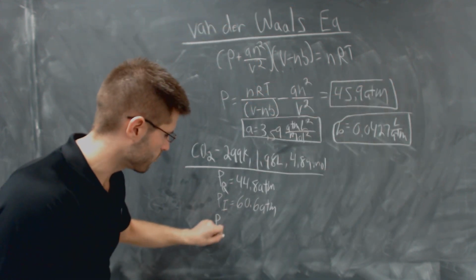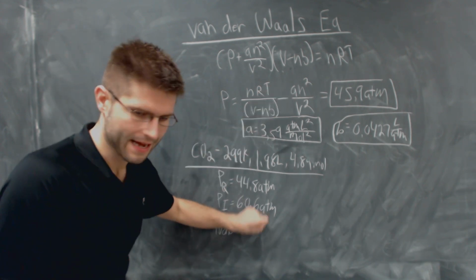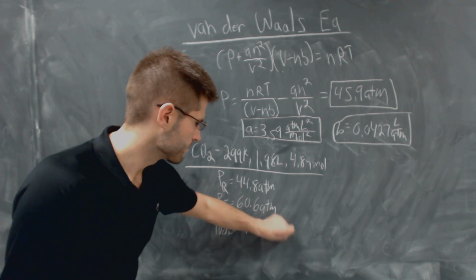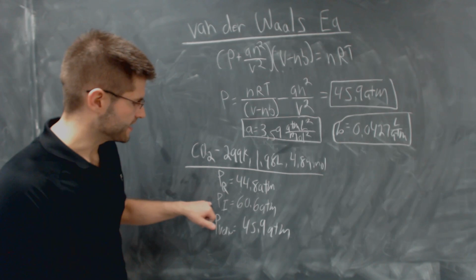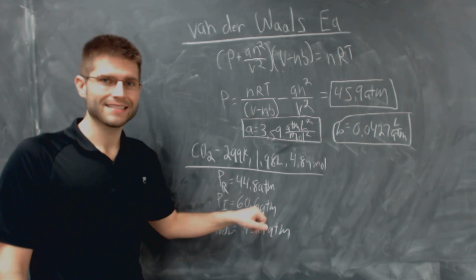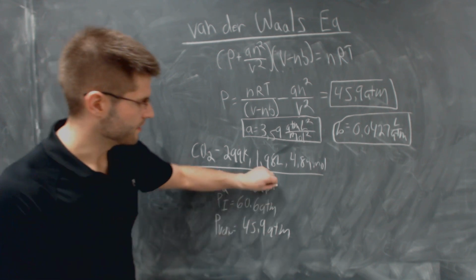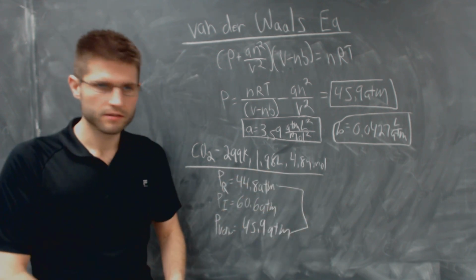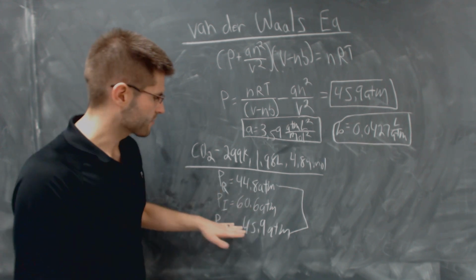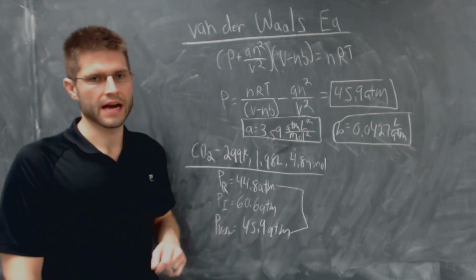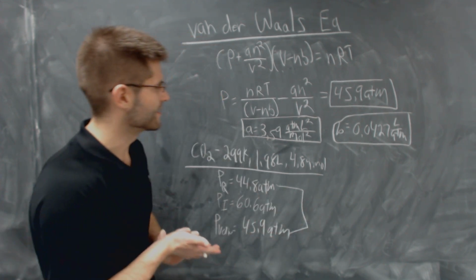So the pressure van der Waals is going to be 45.9 atmospheres. You can see that the real pressure is 44.8 atmospheres. The ideal gas law predicted 60.6 atmospheres, and the van der Waals equation predicted 45.9. These two are much closer together. The van der Waals equation, which treats it as a real gas, actually predicts the pressure better than the ideal gas law. And with that, I want to end this example.